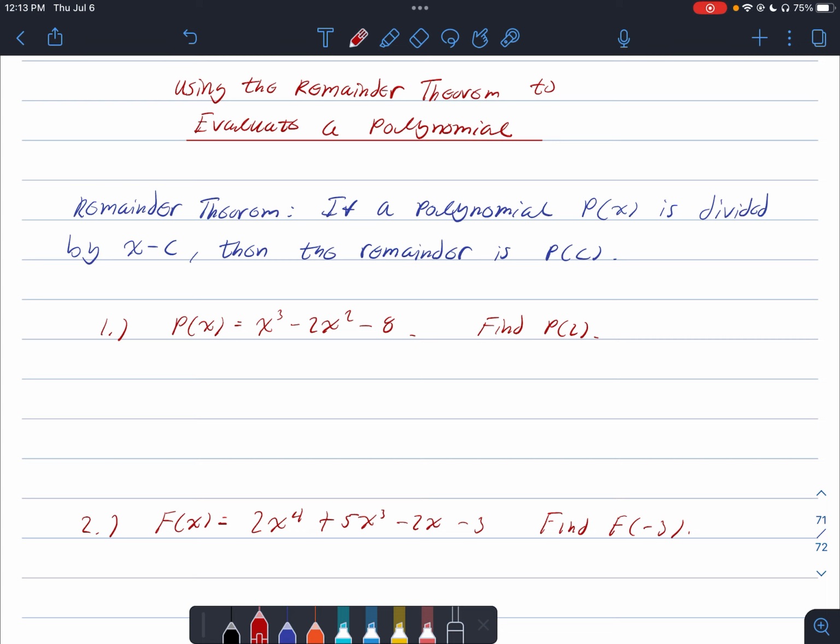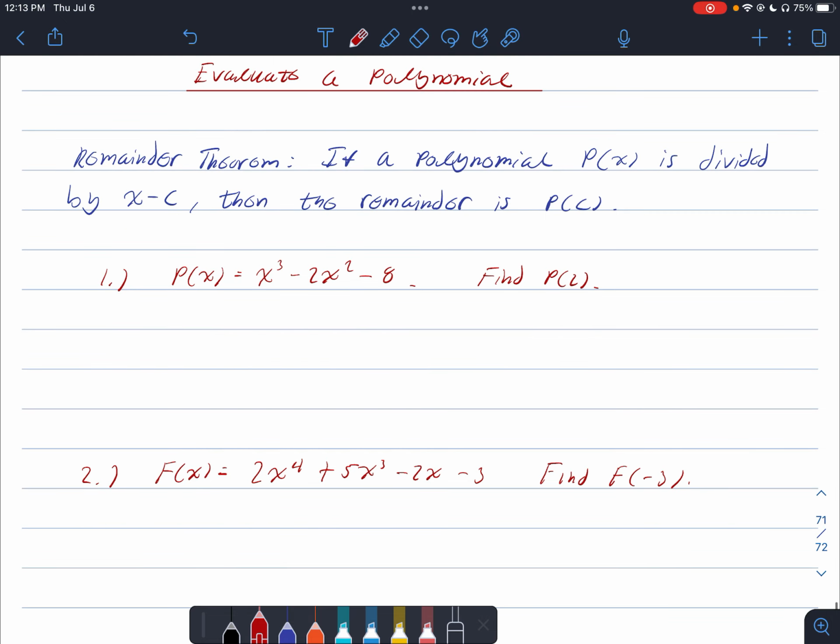So what this means is, if you want to evaluate a polynomial for some number, you can divide the polynomial by x minus that number. Now, in smaller polynomials, maybe degree 2 or degree 3, sometimes it's easier just to plug in the number. But when you get larger polynomials with higher degrees, this might be quite a bit faster to evaluate the polynomial, okay? But let's do a few simple examples here.